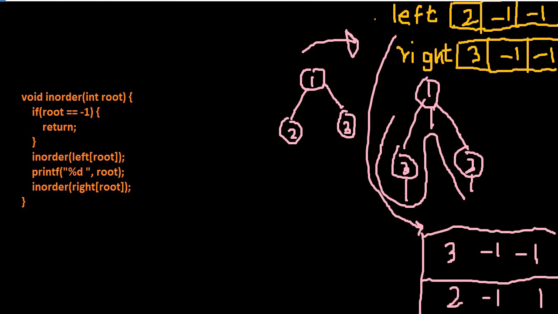After this, first we will use a recursive inorder. We will call it on root. If root is minus 1, we will return.